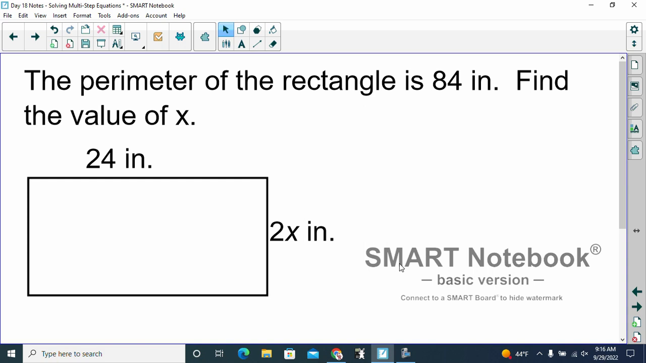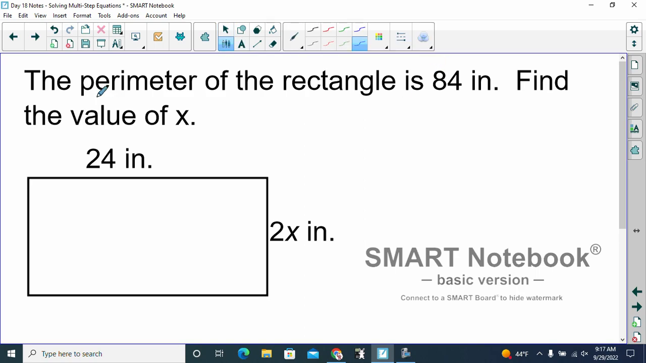Perimeter of a rectangle is 84 inches. We need to find x. It gives us the figure there. If this were on an Algebra 1 quiz or test, it would probably say set up an equation and solve your equation to find the value of x. So you can't just plug in some stuff for x and then figure out which one works. We need to set up the appropriate equation that we can then solve.